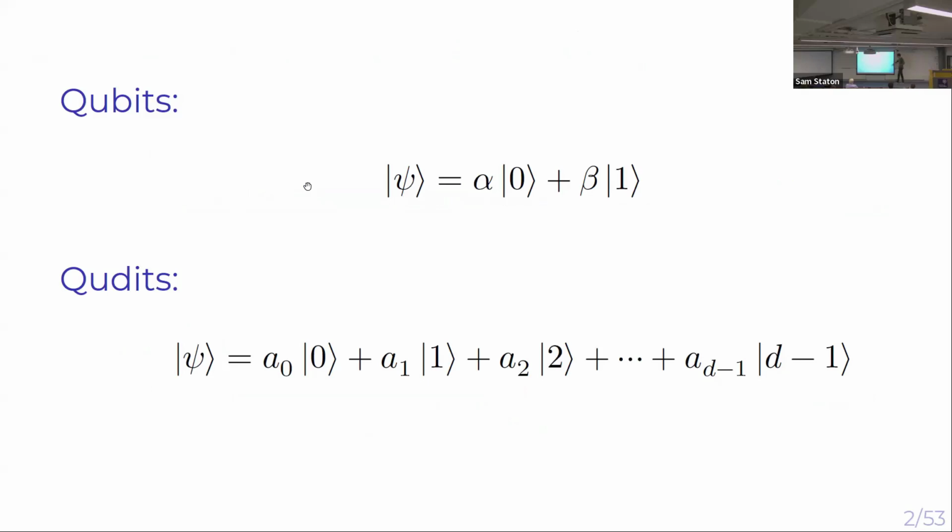Now we could go beyond qubits, where we have d to the power of n. Qubits have states that are in the superposition of ket 0 and ket 1. But what we can do is go further and have, for example, a ket 2. So ket 0, ket 1, ket 2, that would be a qutrit. Or we could go further and have any kind of qudit which has d computational basis states.